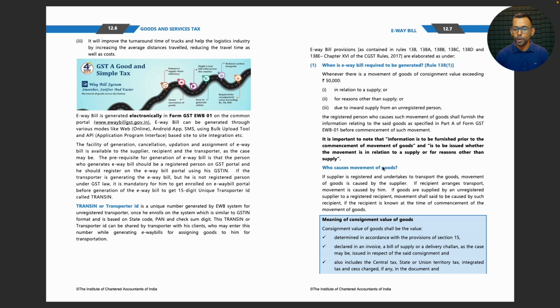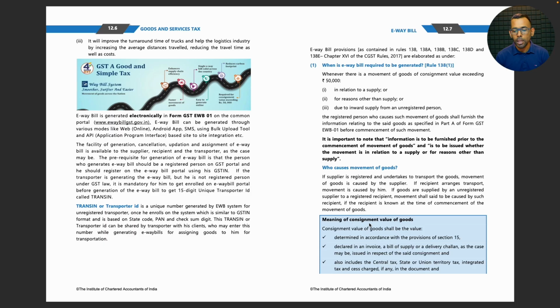So who causes movement of goods? If the supplier is registered and undertakes to transport the goods, movement of goods is caused by the supplier. If the recipient arranges transport, movement is caused by him. If goods are supplied by an unregistered supplier to a registered recipient, movement shall be said to be caused by the recipient if the recipient is known at the time of commencement of movement of goods. In that case, only the recipient will be able to generate the e-waybill because the recipient is the registered person and only they will have the GSTIN required for furnishing Part A or preparing the whole e-waybill itself.